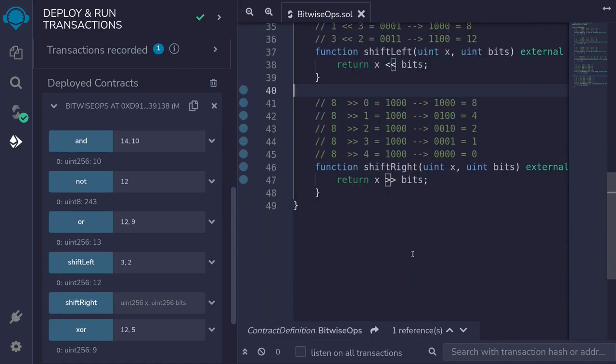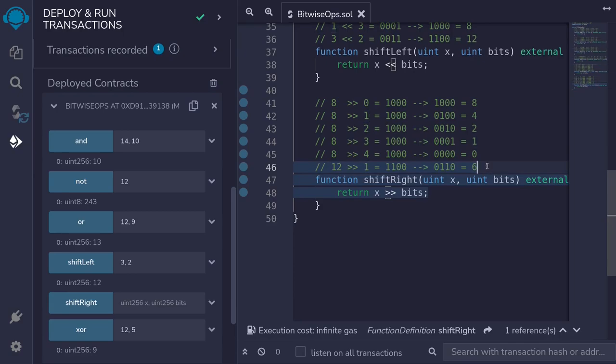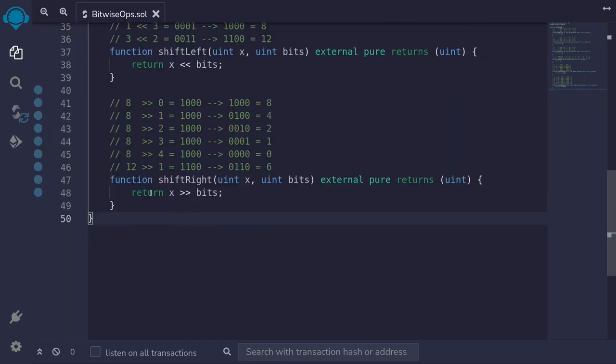Okay, moving on. For the shift right example, I'll put in 12 and 1, and we should get back a 6. So shift right 12, 1, and we get back a 6. Okay, so that was a simple example of bitwise operators available in Solidity.